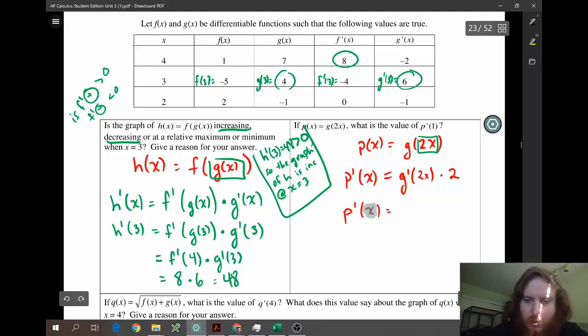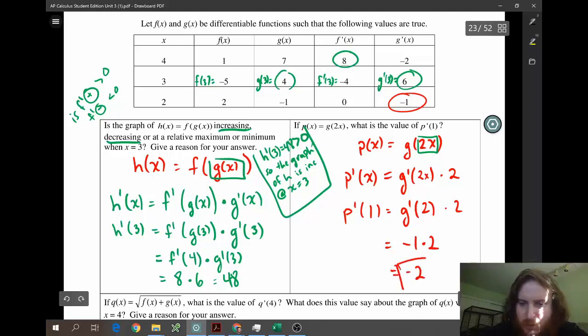p prime of 1 equals, now we're going to plug in 1. So g prime of 2 times 1 is g prime of 2. We're on the bottom row, and g prime of 2 is negative 1, times 2, and we end up with negative 2. So not too bad.